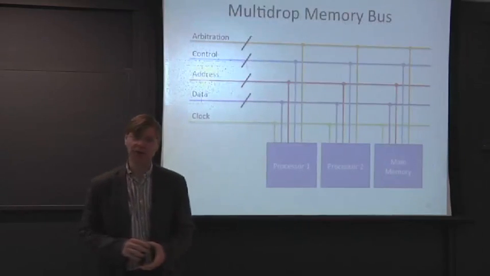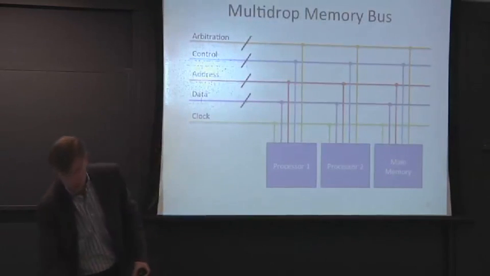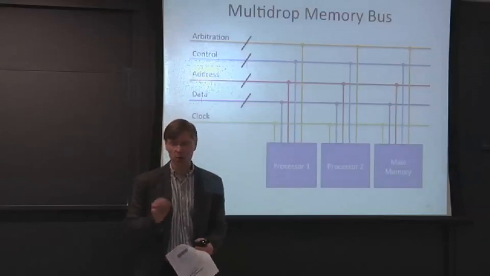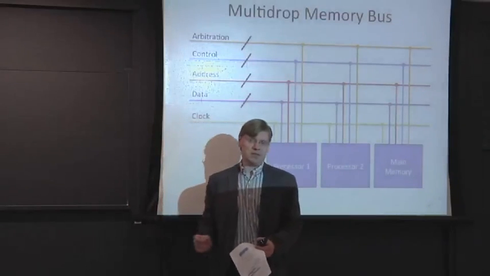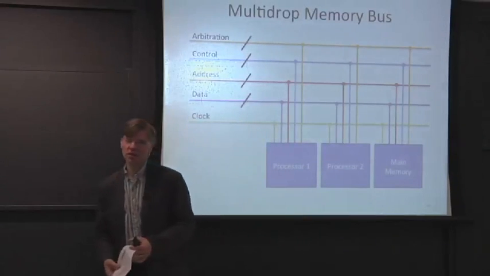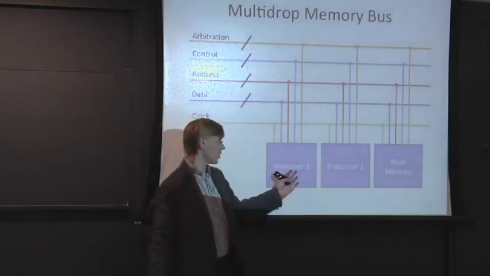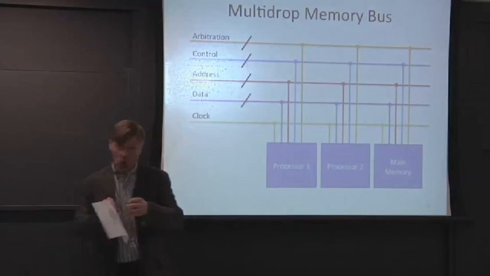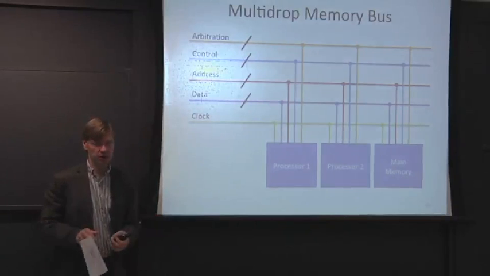So here we have a diagram representing a multi-drop memory bus. Let's start off by looking at all of the different signal types that you need in this multi-drop memory bus. And before we do that, let's describe what multi-drop means. Multi-drop just means that it's a shared medium. It's a shared wire that all of the processors, so here we have processor 1, processor 2, and main memory, connect into. So it's just a wire, and then you have taps coming off the wires. And this is why we call it a multi-drop bus.